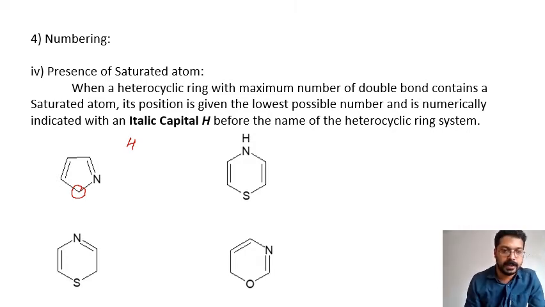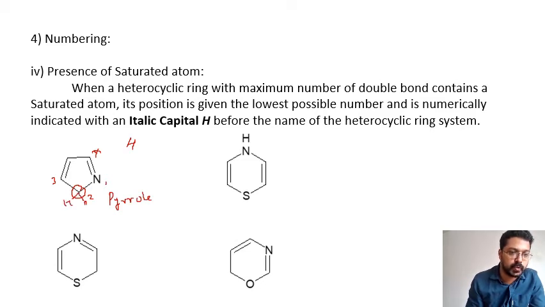So for example, here this will be given the number 1. Sorry, it is 2, because you cannot go 1, 2 like this, because there is an indicated hydrogen over here. So the 2 will not be here, 2 will be here, 2, 3 like this. So the name is pyrrole, but before that you have to indicate this indicated hydrogen, that is 2H-pyrrole.